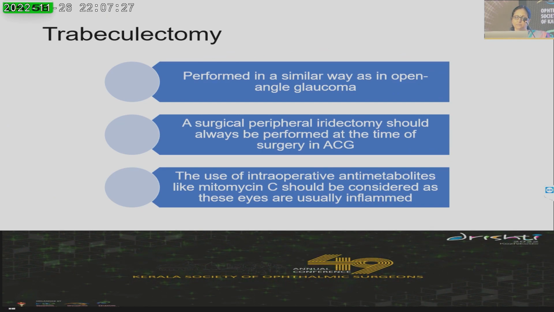The steps are the same as in open angle glaucoma, but one thing you have to be sure is that you do a surgical iridectomy here in order to prevent postoperative complications like malignant glaucoma, because nowadays the tendency is to avoid an iridectomy along with the trabeculectomy. But in an angle closure glaucoma, always do an iridectomy, and it's better to use intraoperative mitomycin because these eyes will have a low grade inflammation and the chances of failure of trabeculectomy is more.